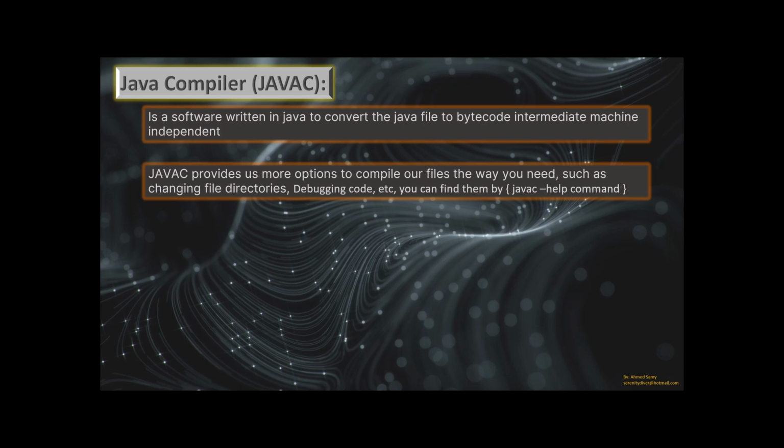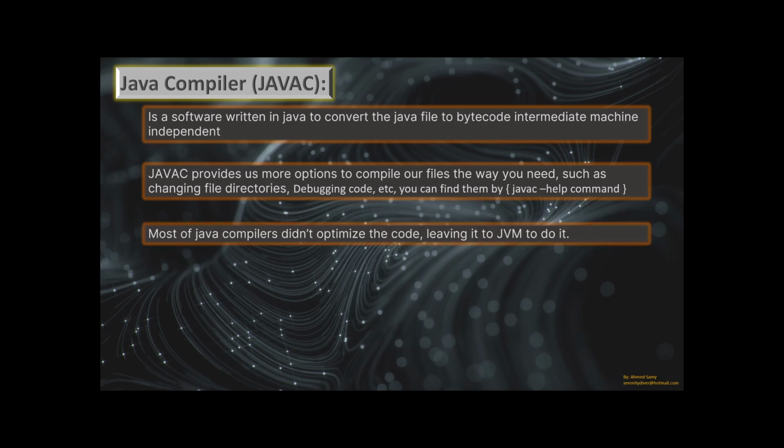Java provides also more options to compile your files the way you need it, such as changing file directories, debugging code, and a lot more functionality. If you would like to reveal all of them, you can use in your command line this command, java --help. You will find on your command line all the information that you need to know about how to use Java in your local machine. Most Java compilers don't optimize the code, leaving it to the Java virtual machine to do it, depending on the Java virtual machine and the compilers used.